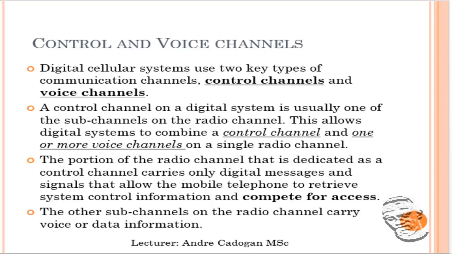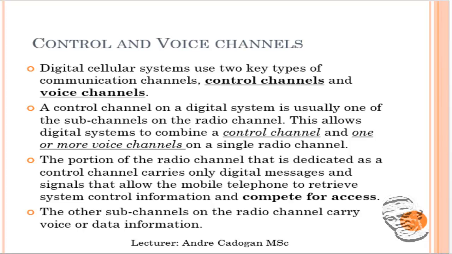In terms of control channels and voice channels, the two key characteristics of digitizing cellular systems: a control channel on a digital system uses one of the sub-control radio channels, as we spoke about in the analog system, but this one is in a more digitized form, and there are one or more voice channels using a single radio form for voice information in terms of access. The portion of the radio channel that is dedicated as a control channel carries only what we call digitizing messages, blank and burst messages, which we will talk about in a little bit.